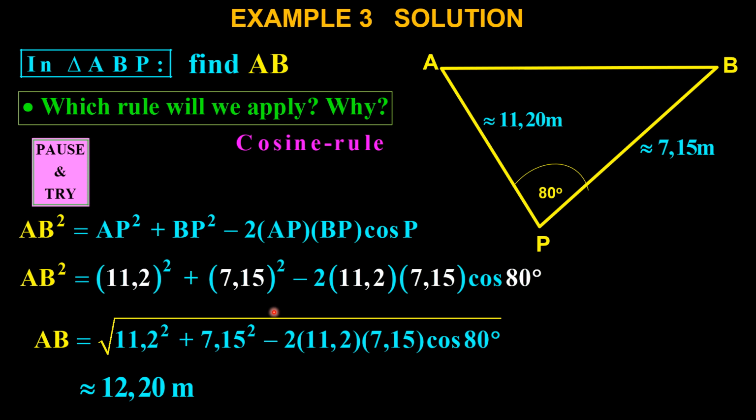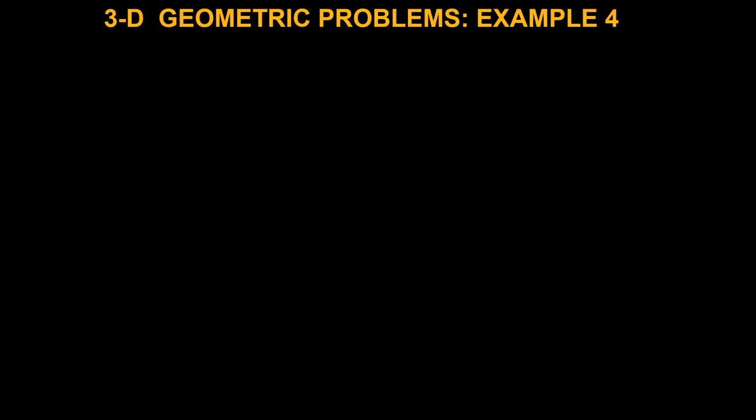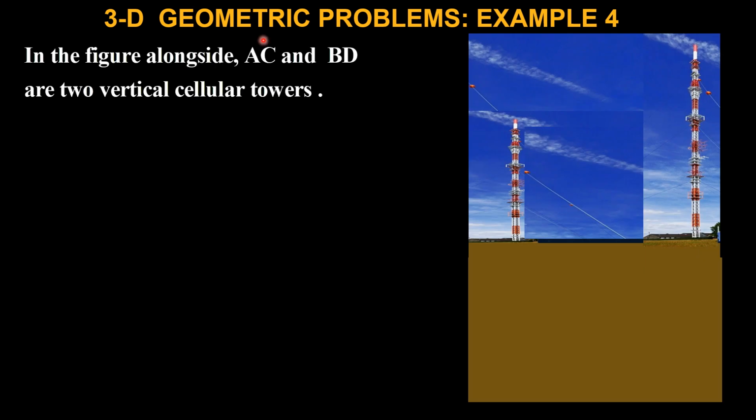Okay. Let's go to another question. Let's look at example number 4. There we have AC and BD, which are two vertical towers. You've seen these towers all around. There's a tower and there's a much taller one.